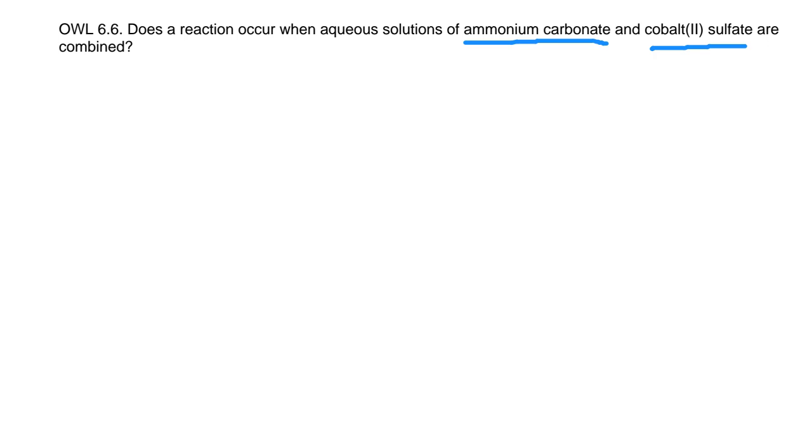What's going to happen in these reactions is that the cation from one salt will combine with the anion of the other salt, and vice versa. The cation from the second salt is going to combine with the anion of the first salt.